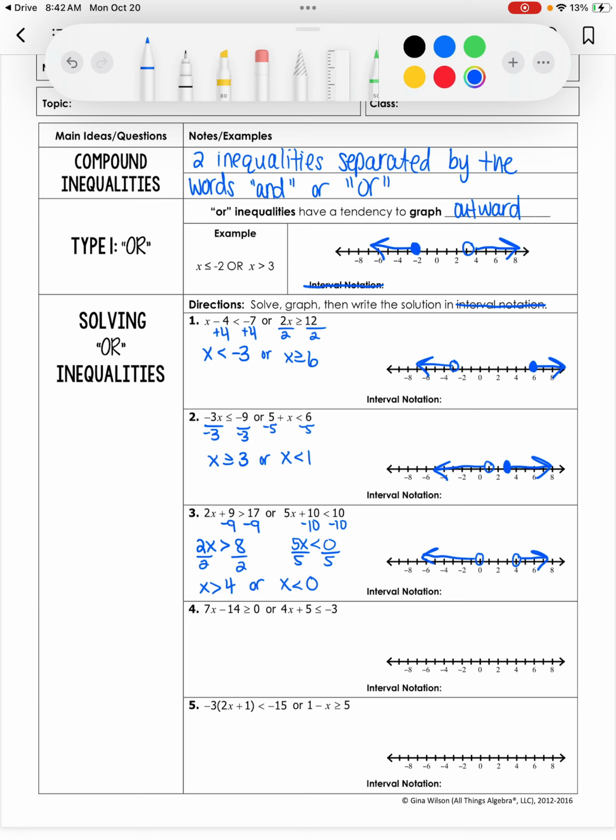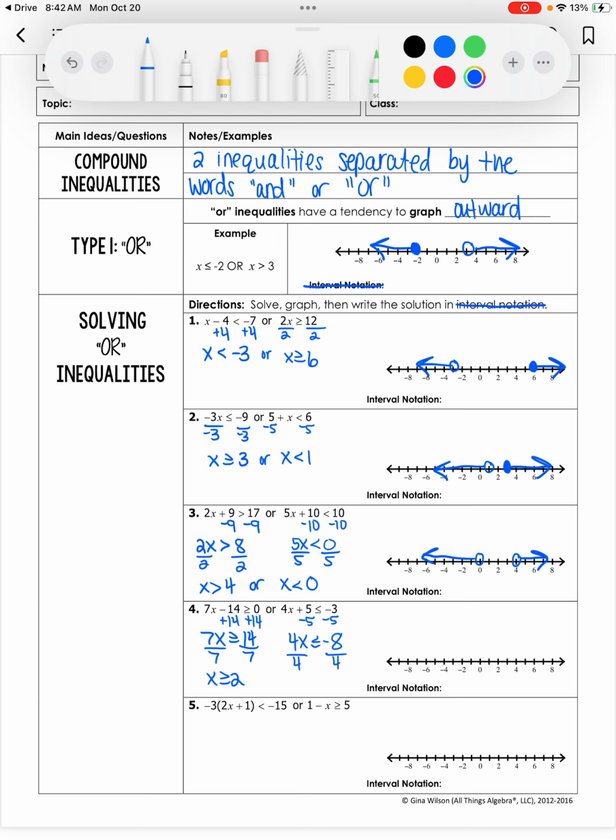All right, working our way down, number 4, we're solving for x for both of these. So step 1, add 14 to both sides. We get 7x is greater than or equal to 14. Divide by 7 and get x is greater than or equal to 2. And for the other one, subtracting 5 from both sides, 4x is less than or equal to -8.